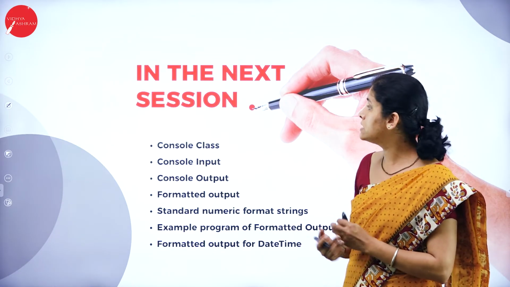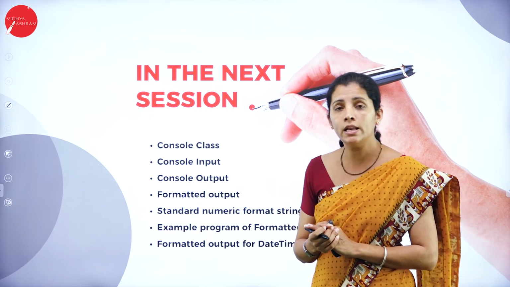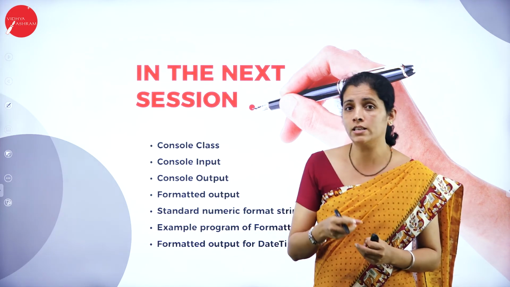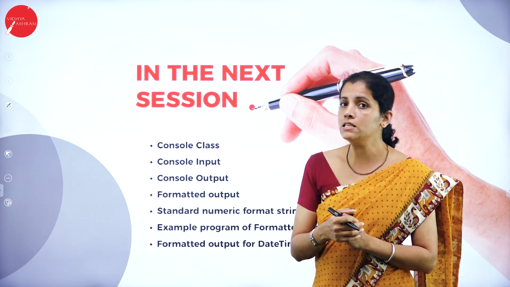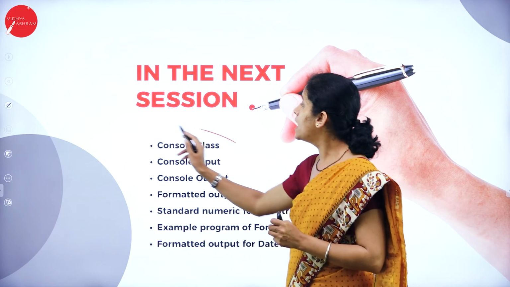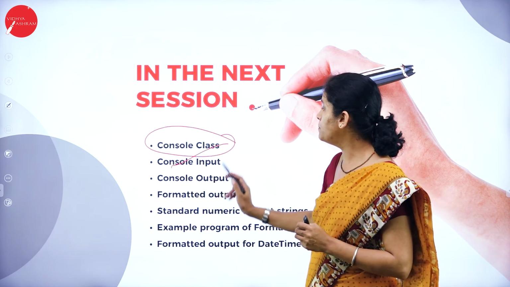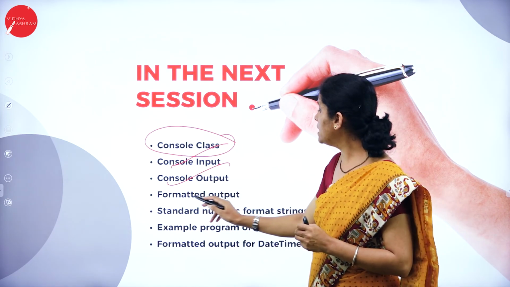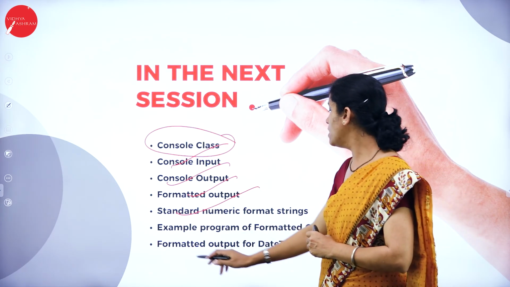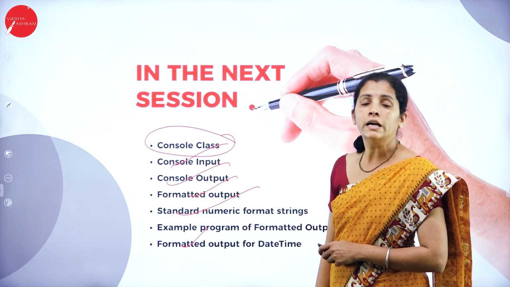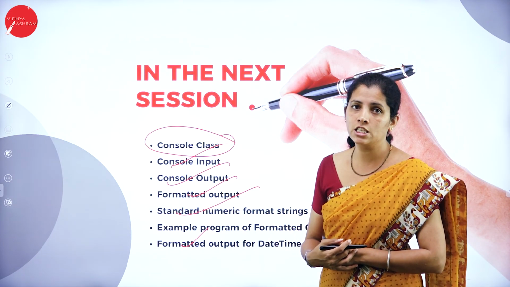Anyway, dear students, I started with what is a delegate, how to create a delegate, how to invoke a delegate, and how to create the object. Along with that, I have discussed multicasting delegates as well as events. But in my next session, I'm going to deal with the console class. In that, I'm going to deal with console input, console output, formatted output, standard numeric format, and some example programs along with formatted output for date and time. So these are the topics I'm going to discuss in my next session.